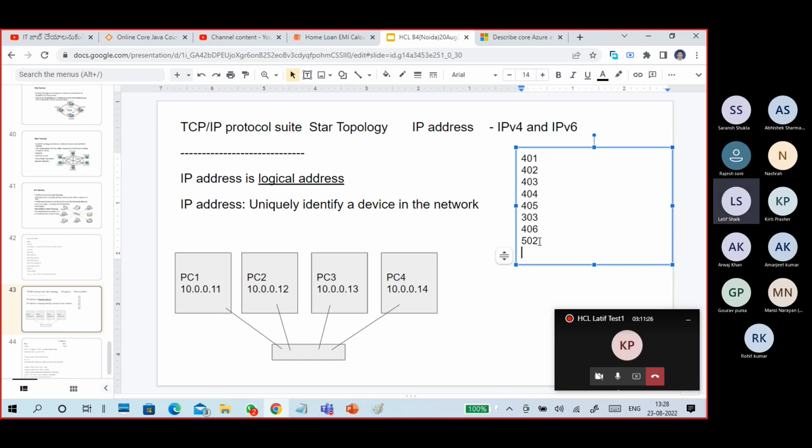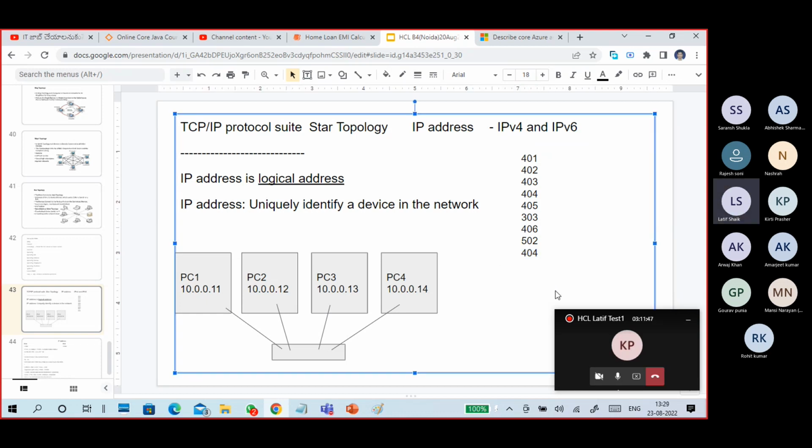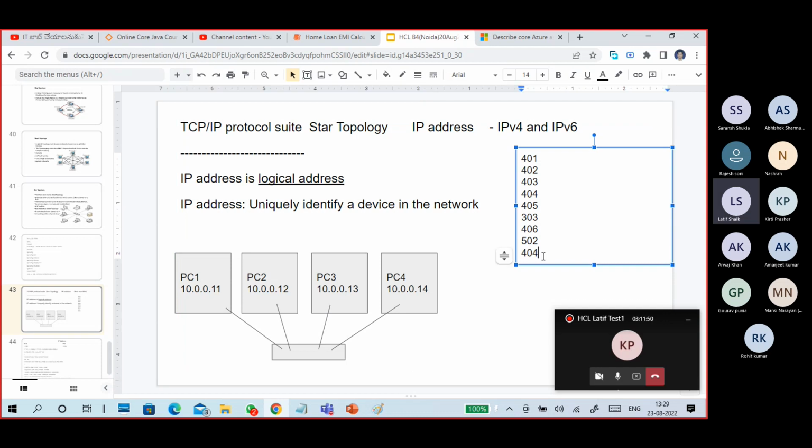In IP address, one more point I will tell: why we need to follow 11, 12, 13, 14 or 1, 2, 3, 4, 5, 6, each one. Why can't the same IP be used for multiple things? For example, I put 404, and one more device has 404. What happened? Conflict will occur. Now this conflict means both have the same number. To avoid confusion with names, we put numbers, right?